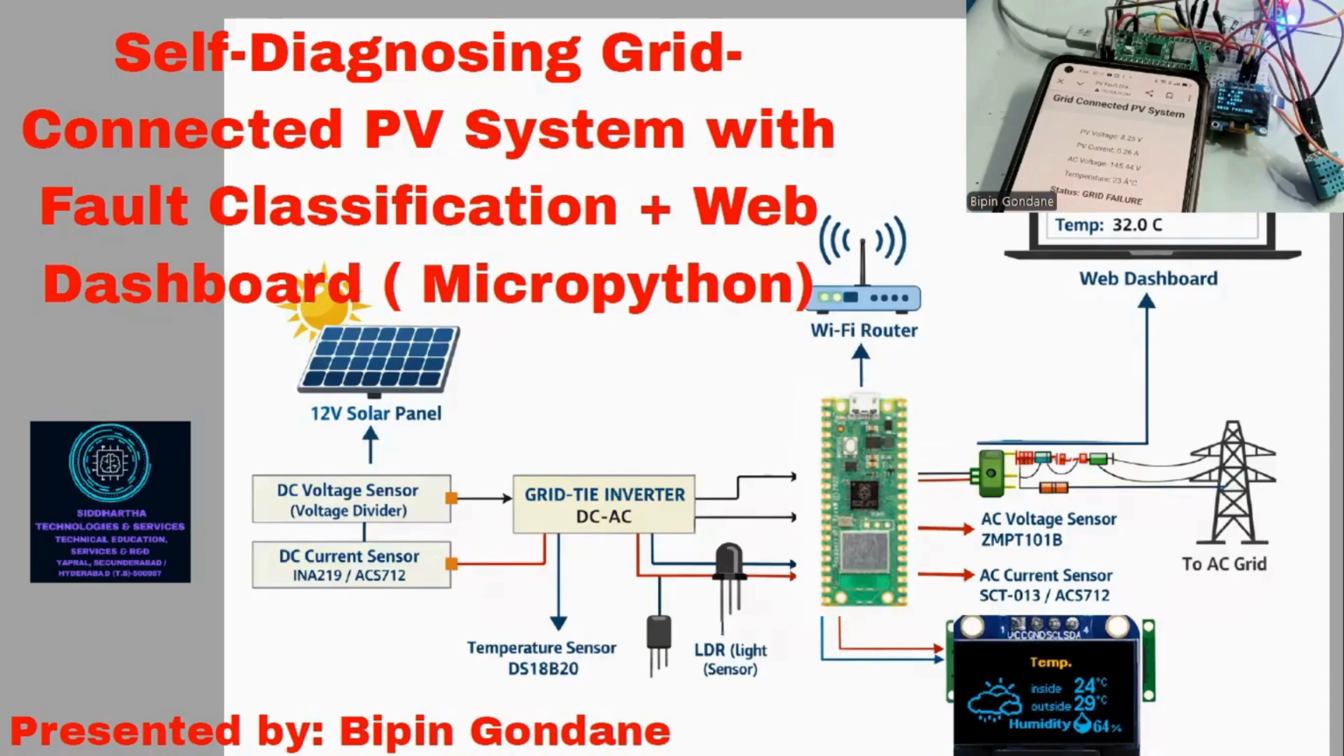One more project. This is related to grids, that is, solar grids. Here we have used a Raspberry Pi Pico W board and an LCD, that is, an SSD1306 OLED display.